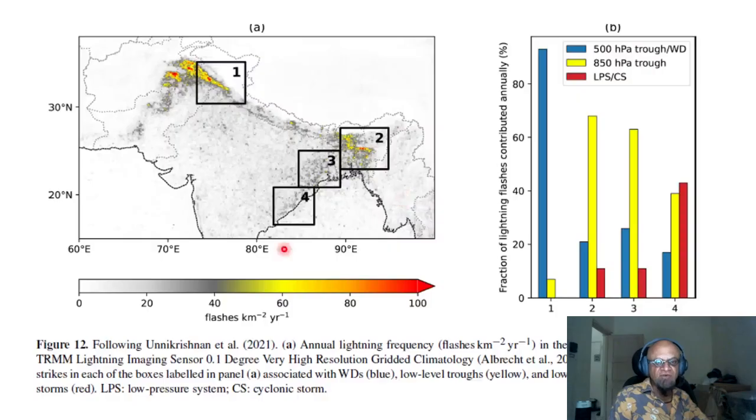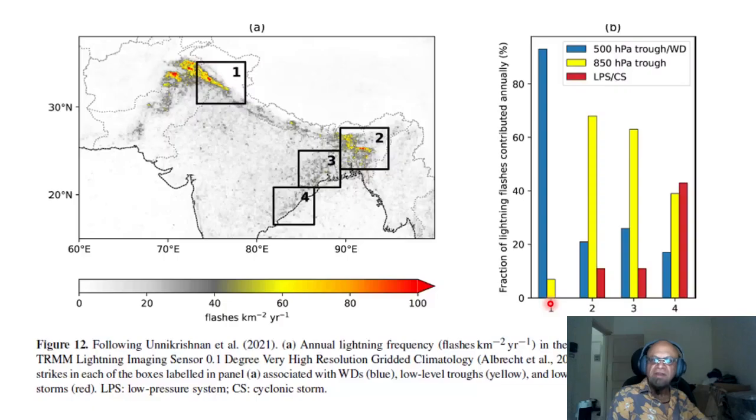Okay, this is following Unnikrishnan et al. Annual lightning frequency in the period of 1998 to 2013 from TRMM lightning. I won't go into the details, but they have looked at the 500 hectopascal trough WD, the 850 hectopascal trough, and western disturbance, the 850 hectopascal trough, and the low pressure systems and cyclonic storms. So WDs are more here, but sometimes they also come all the way down here, as we said, and those are the boxes.